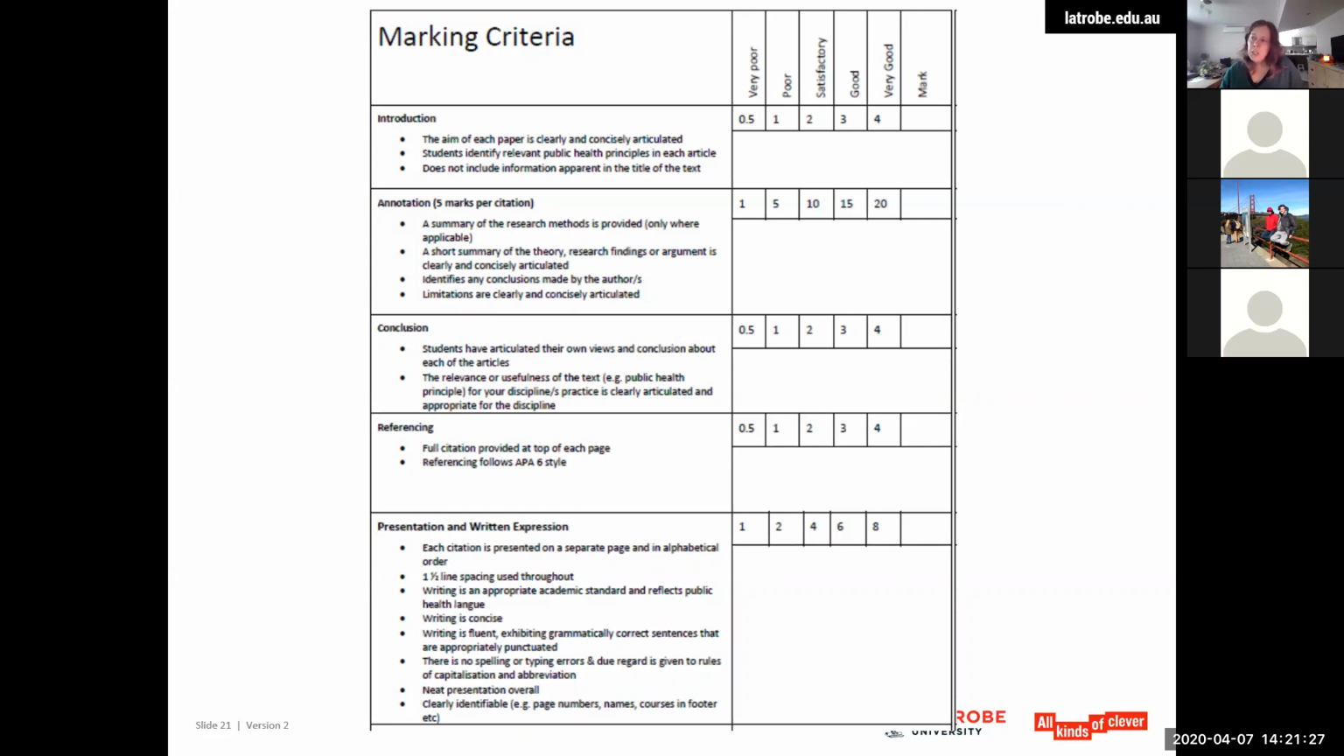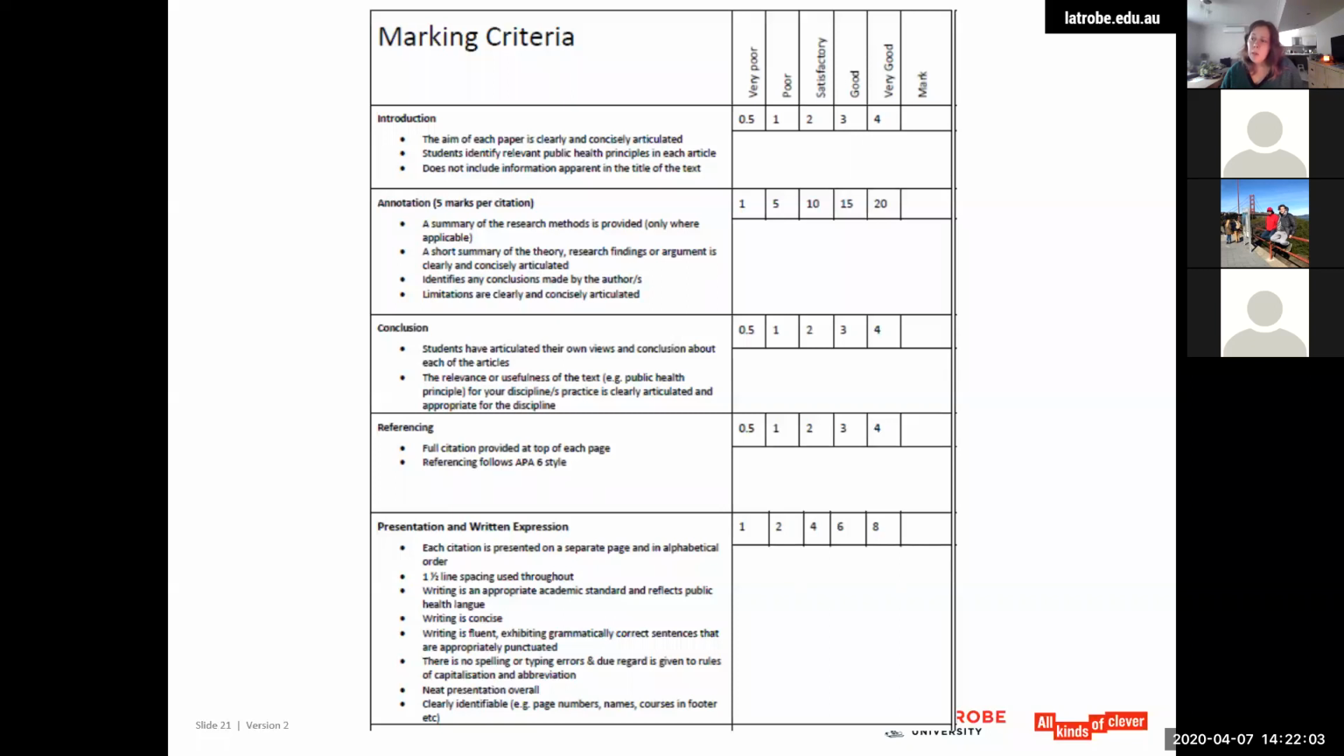The annotation itself, so there's 5 marks per citation. So we will mark each one as a separate entity. And so we're looking at that you've got a summary of the research methods provided, only where that's applicable, that you've got a short summary of the theory or the research findings or the arguments, and that they're concisely articulated, that you've identified any conclusions made by the author, and that there's some consideration of the limitations of the paper as well.